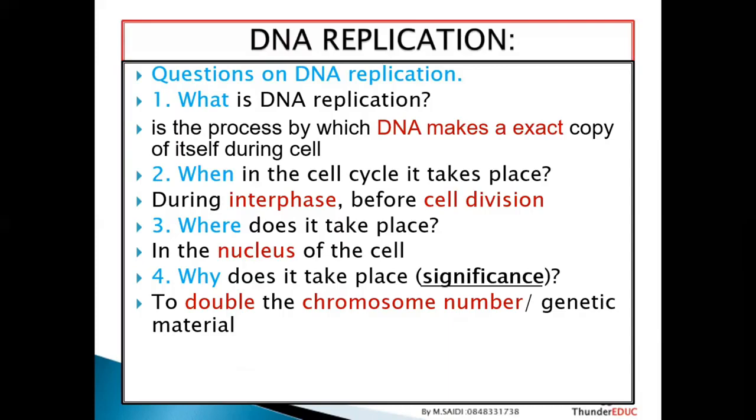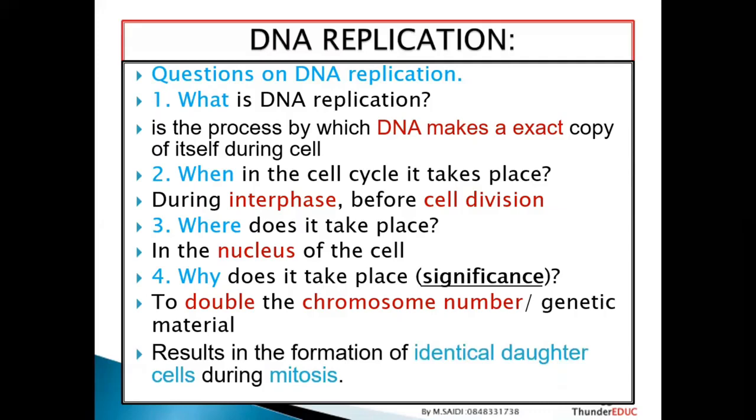If you had 23, if you were haploid, then when you double, you become diploid, so that now the cell divides. In the case of meiosis, it divides and then goes back to haploid, so that you maintain the chromosome number from generation to generation. Another one is that it results in the formation of identical daughter cells during mitosis.